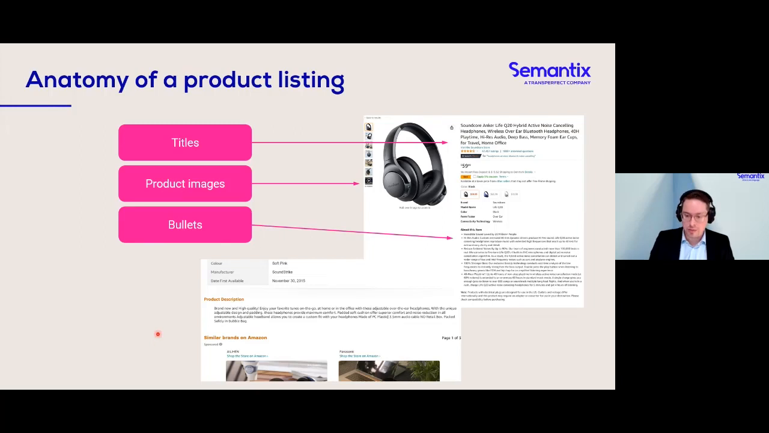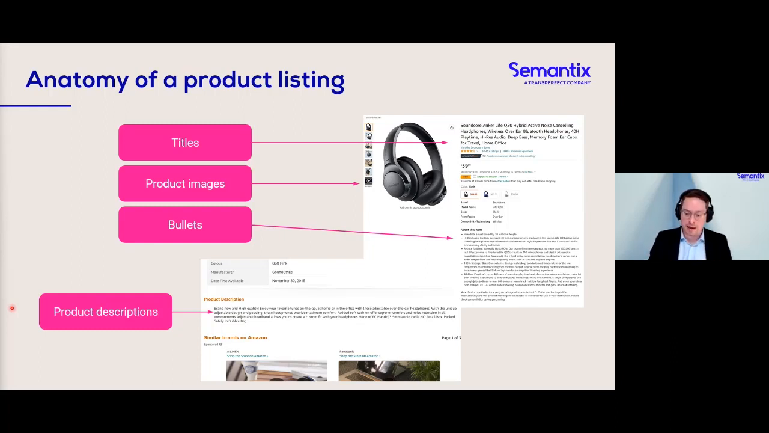And finally, we have product descriptions, and product descriptions are further down the page, what's often known as below the fold. You have to do some scrolling to get down to the product descriptions. And so, what's interesting here is you can write text like I'm showing here, and a product description can be a good way of getting in keywords.